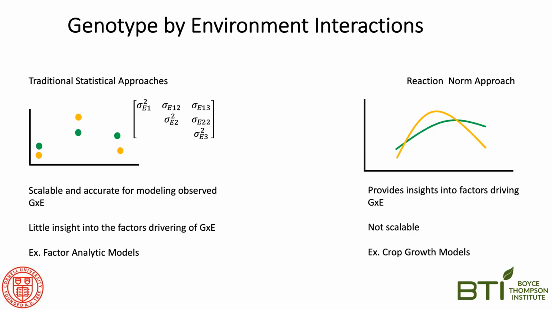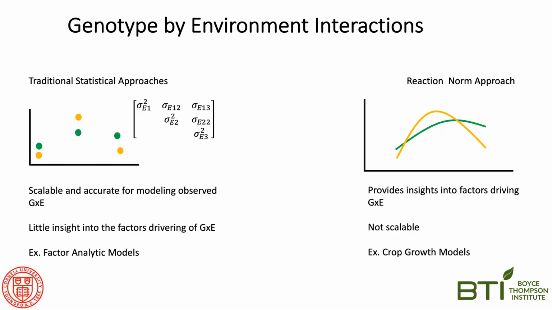There's different ways that you can do it. A common way is just to model genetic correlations between environments. Things like the factor analytic model are quite powerful in being able to do this. These approaches are really nice because they're very scalable and they're very accurate for modeling observed G by E's. If you have a big data set and you want to understand G by E interactions in that data set, they're great. They really don't provide much insight into the factors driving G by E, though.